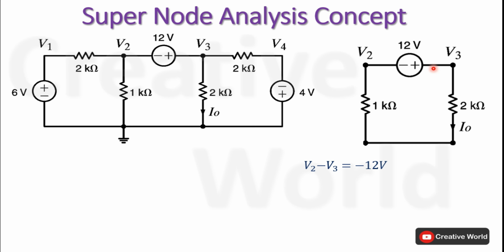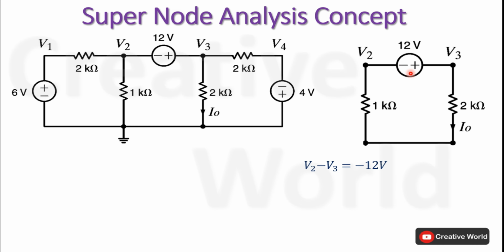We will consider both cases, and in both cases the voltage equations will be same. In first case we are considering voltage V2 is on higher potential than voltage V3. So the direction of current will be from V2 to V3. V2 minus V3 will be equal to minus 12 volt. Here the direction of current is from this node to this node and current is entering from negative terminal. That's why this 12 volt is taken with negative sign.